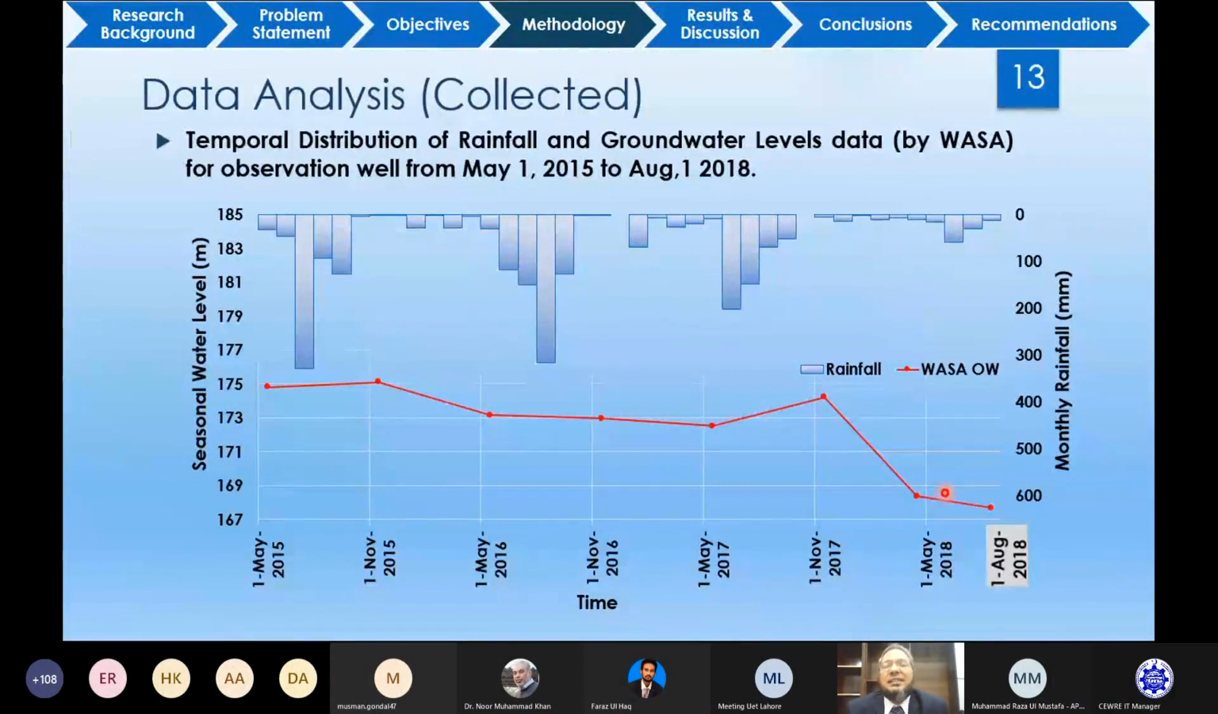This is the data analysis which we collected from 2015 to 2018. So these are the rainfall distributions of each year, and the water table level was around 175 meters in 2015, and then it has further lowered, and due to heavy rainfalls it has slightly improved. And then in 2018 there were very little rainfalls in Lahore, and due to that the water table has gone further down.